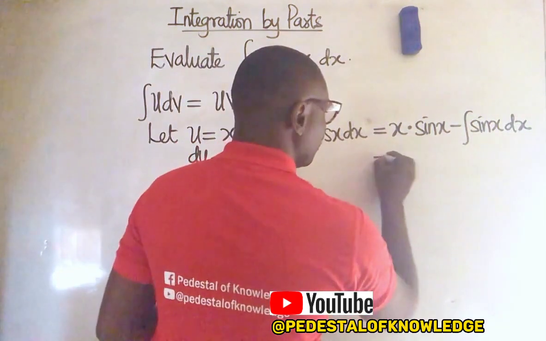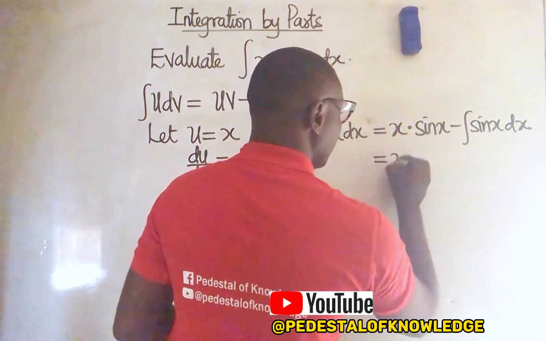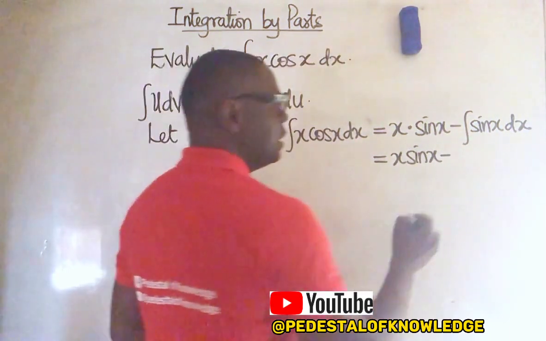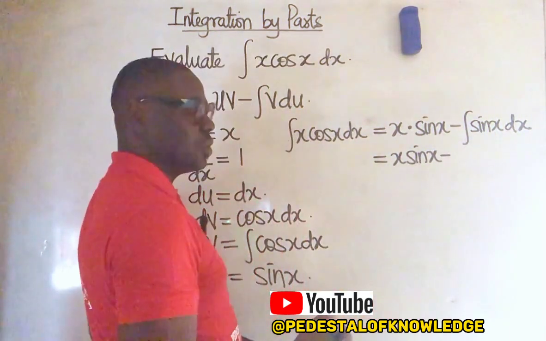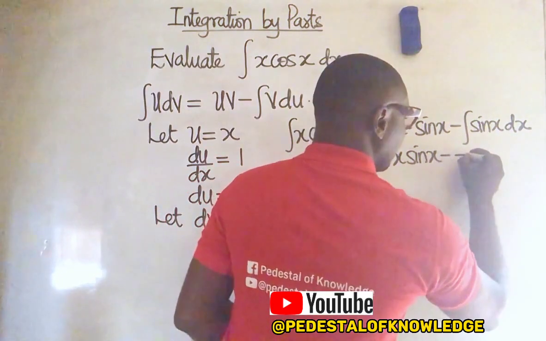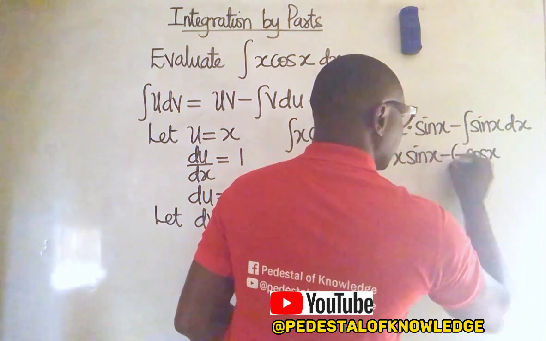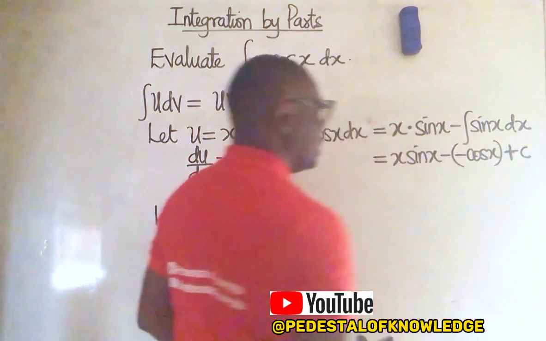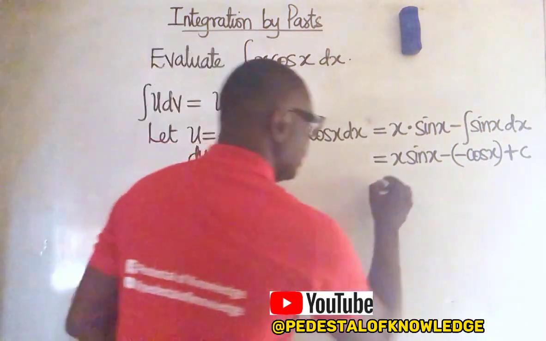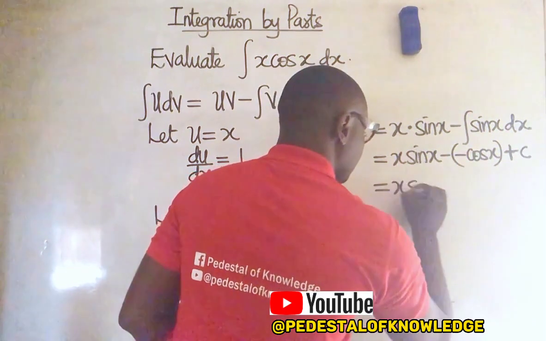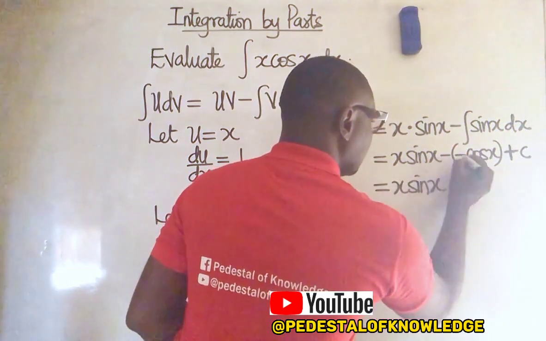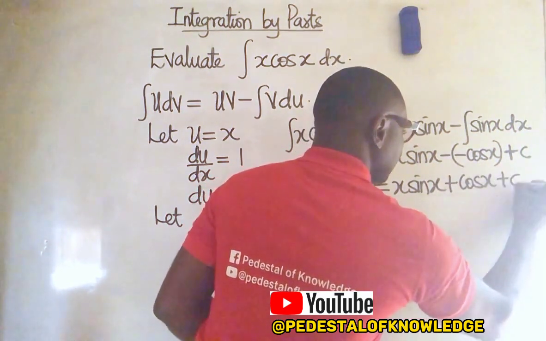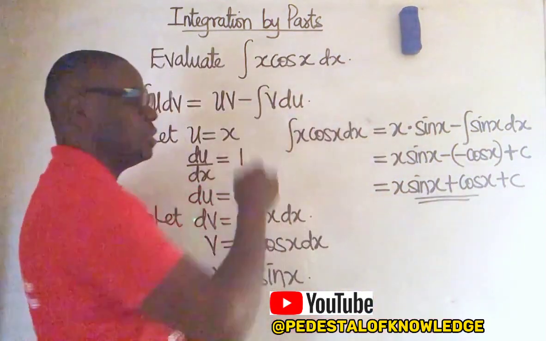Now this is equal to x times sine x, which gives us x sine x minus, now the integral of sine x is equal to minus cos x. So we have minus cos x. Then we attach the constant of integration, c, because this is an indefinite integral. Now this is equal to x sine x, minus times minus gives plus cos x, plus c. And that is the answer to this question.